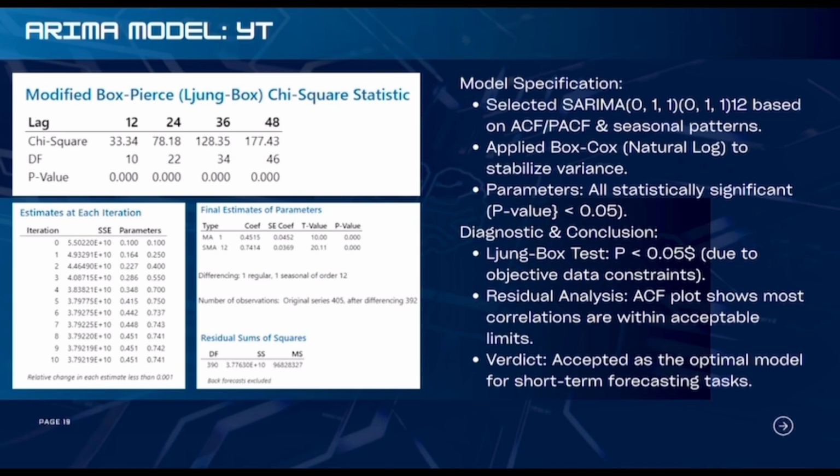First let's look at the Ljung-Box test. We can see that the p-value is smaller than 0.05, because of the real conditions of the data. But the visual residual ACF shows no strong remaining pattern. So the model is adequate for short-term forecasting, which follows the Box-Jenkins rule.